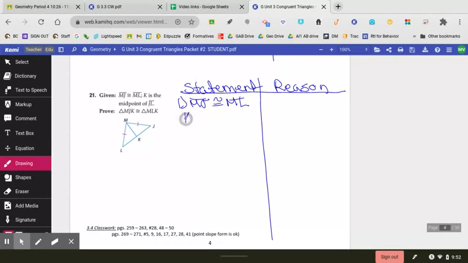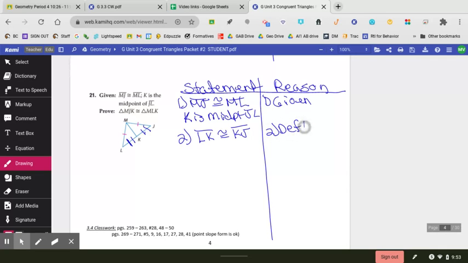Then my next given is K is the midpoint of JL. So we've talked about midpoint already a couple times today. So if K is the midpoint, that means JK is congruent to KJ, or I'm sorry, LK. I said JK. LK is congruent to KJ or JK. Doesn't matter. And that's the definition of midpoint. Now I have two sides. How can I get that third side?